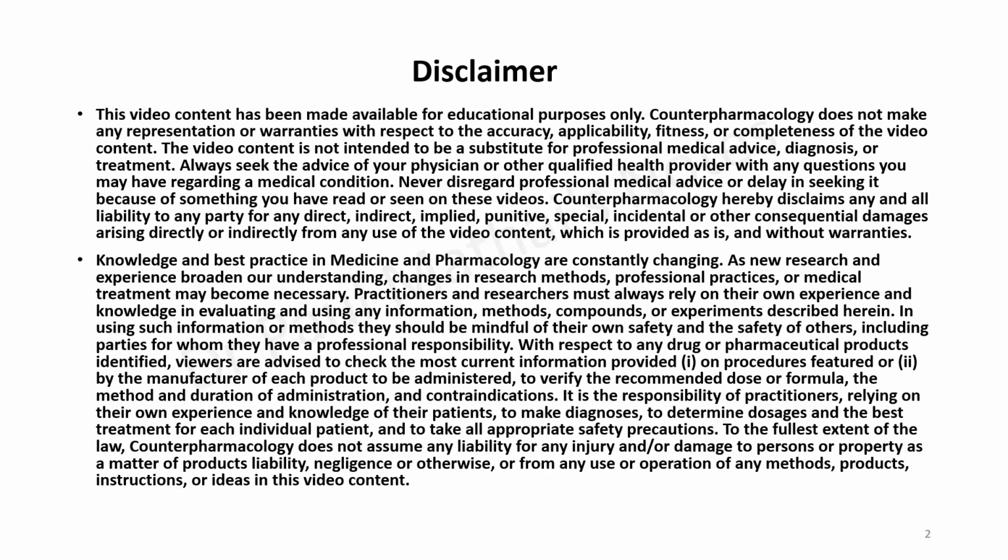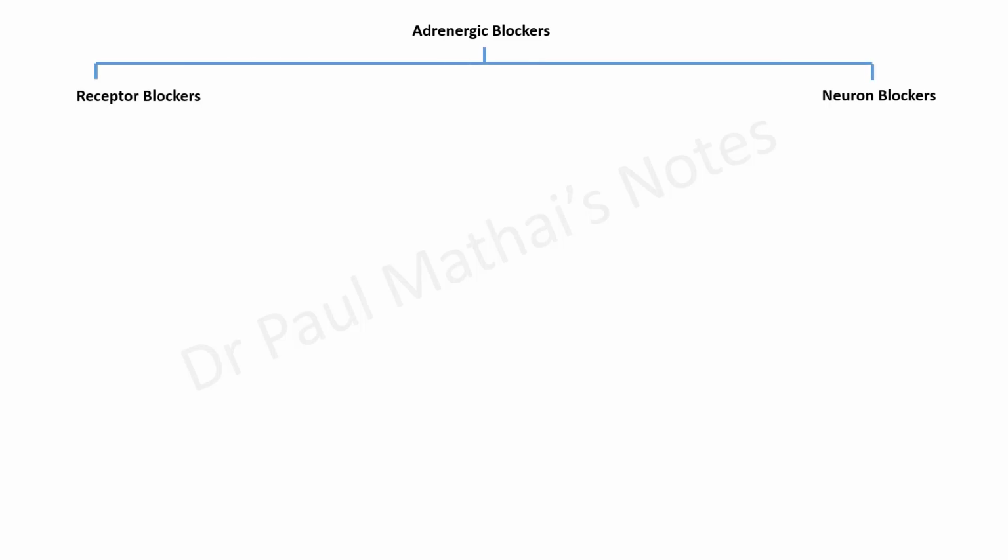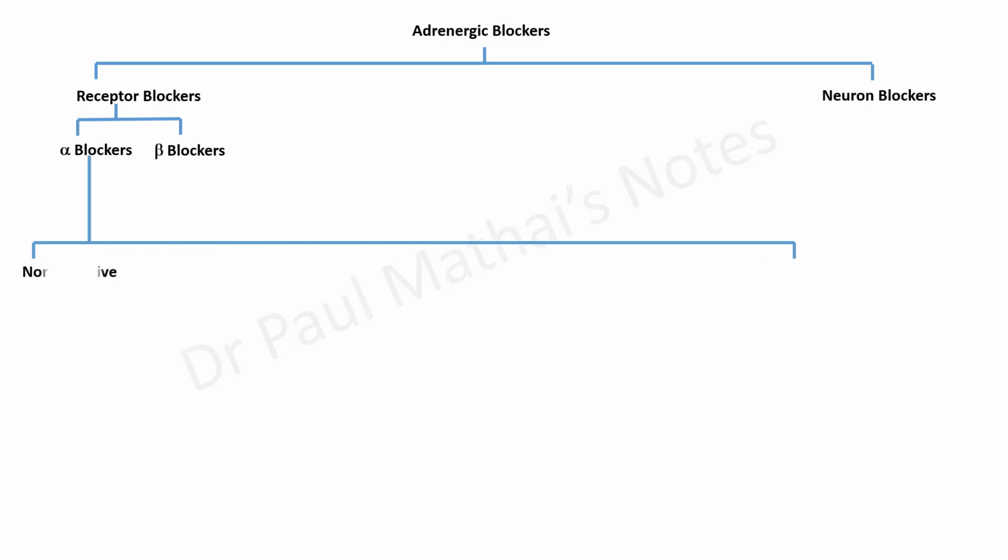Welcome to this video in which we shall attempt to make sense out of the alpha blockers. Adrenergic blockers may be classified broadly into receptor blockers and neuron blockers. The receptor blockers may be classified into alpha blockers and beta blockers. Alpha blockers may be classified broadly into non-selective alpha blockers and selective alpha blockers. The non-selective alpha blockers may be classified into two: irreversible and reversible. The example for the irreversible ones is phenoxybenzamine, while the example for reversible non-selective alpha blocker would be phentolamine.